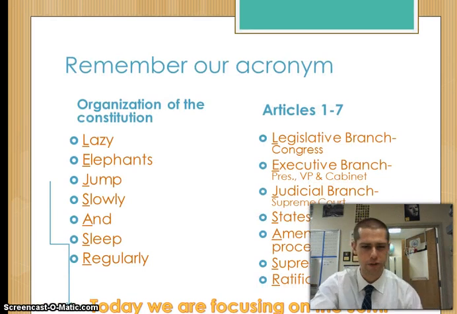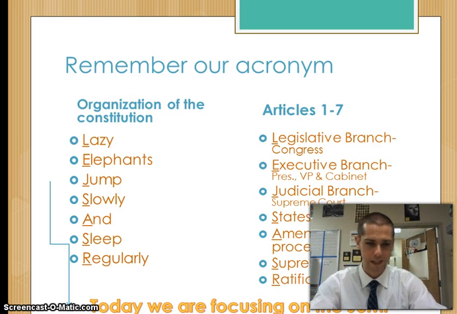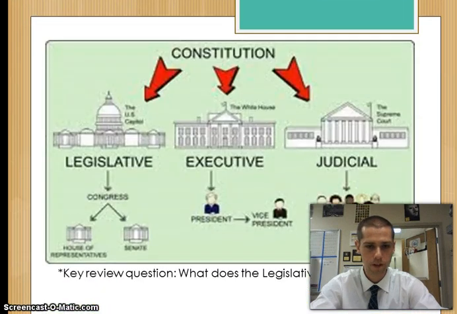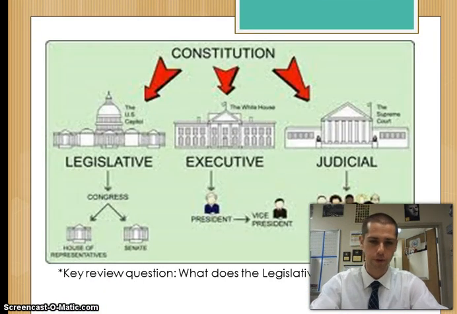As we move forward, you don't have to copy this down, but you should remember the acronym "lazy elephants jump slowly and sleep regularly." The acronym stands for the 7 articles in the Constitution, the first article establishing Congress, the second, the executive branch, and so on. Today we're going to talk about the 3rd article in the Constitution, which established the judicial branch. This should be familiar to you. If not, I'd copy it down, but at this point it should be.